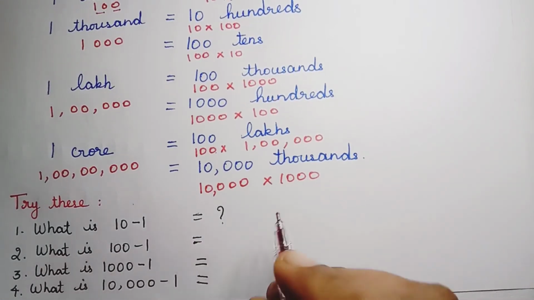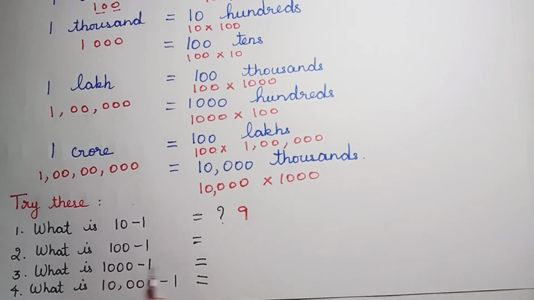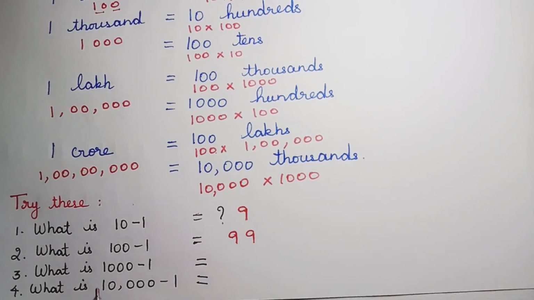What is 10 minus 1? It's 9, right? So what is 100 minus 1? This is the smallest 3-digit number. So subtracted by 1, you will get the highest 2-digit number. So the smallest 4-digit number subtracted by 1, you get the highest 3-digit number.